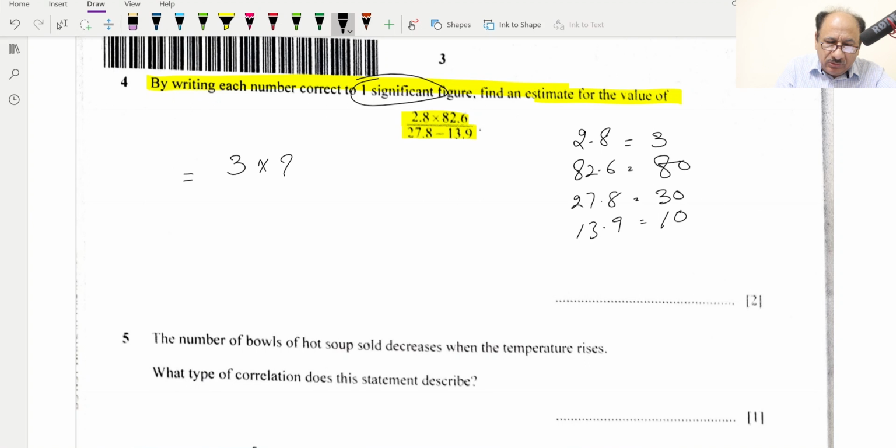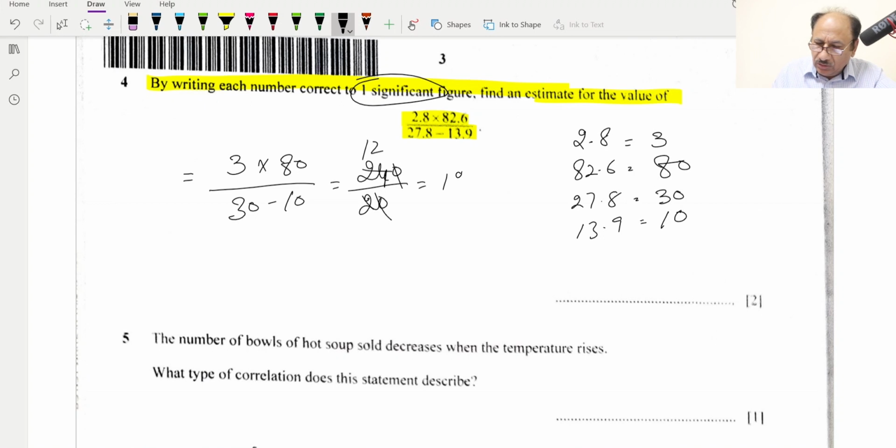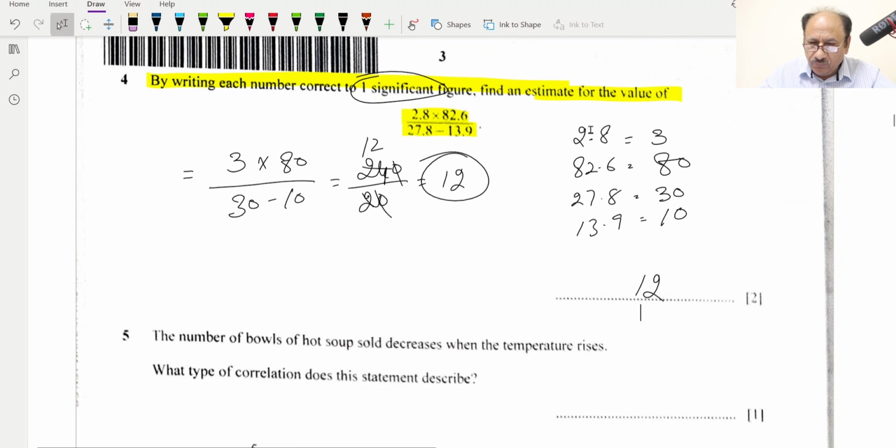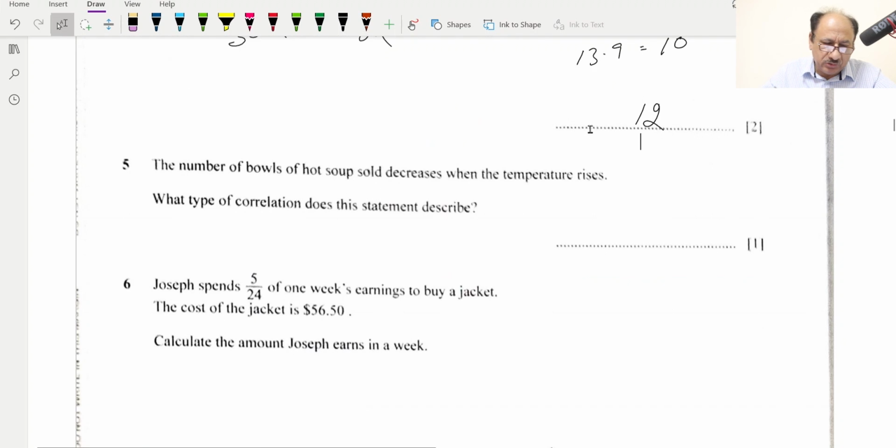So 3 into 80 divided by 30 minus 10. 3 into 80 will be 240, 240 divided by 20, and the 0 is cancelled, so 2 12s are 24, so the answer will be 12. So we can write our estimate as 12. Hopefully you got this. It is a 2-mark question.